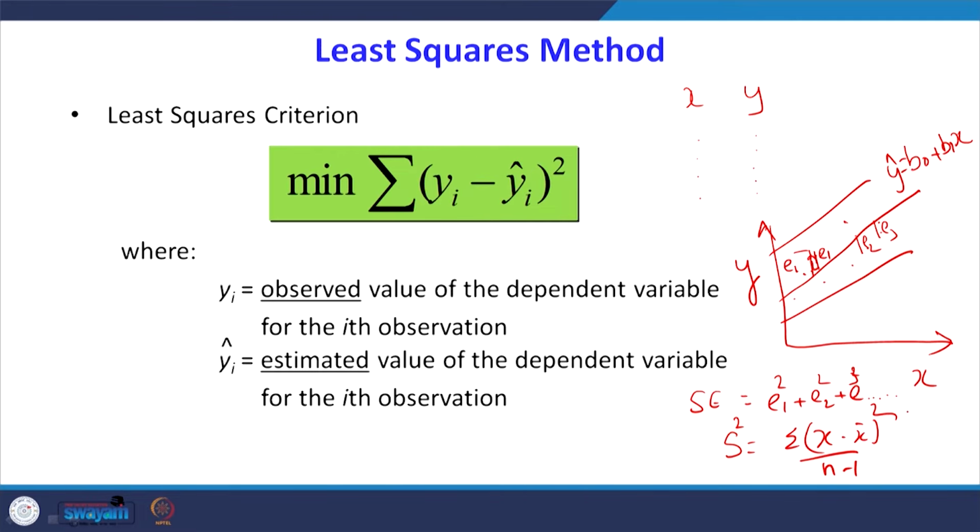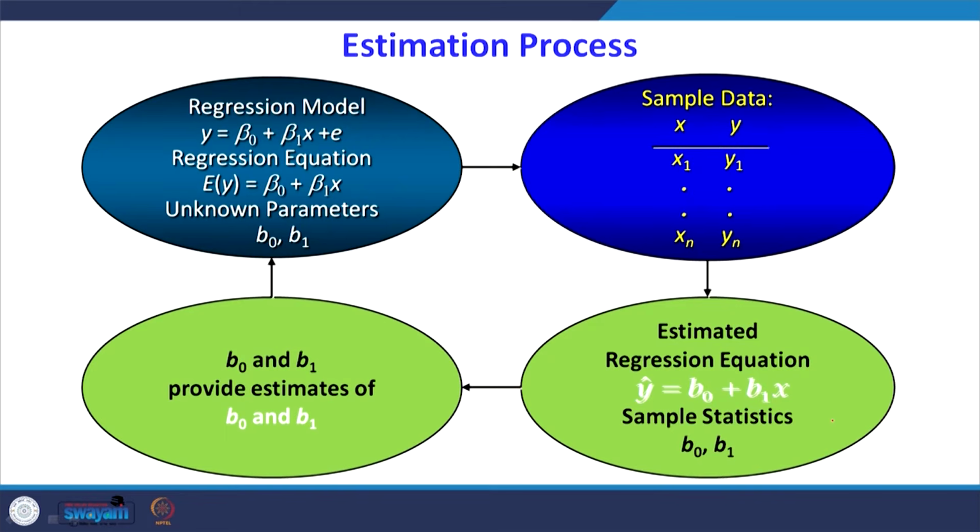The square transformation has one more implication. Suppose the deviation is less, for example 0.5, when you square it the net is 0.25. Suppose the deviation is 5, the net value is 25. So, what is happening? With a lesser deviation, there is a lesser penalty. With a larger deviation, there is a larger penalty. That is the beauty of this squared transformation. In the estimation process, what is happening?